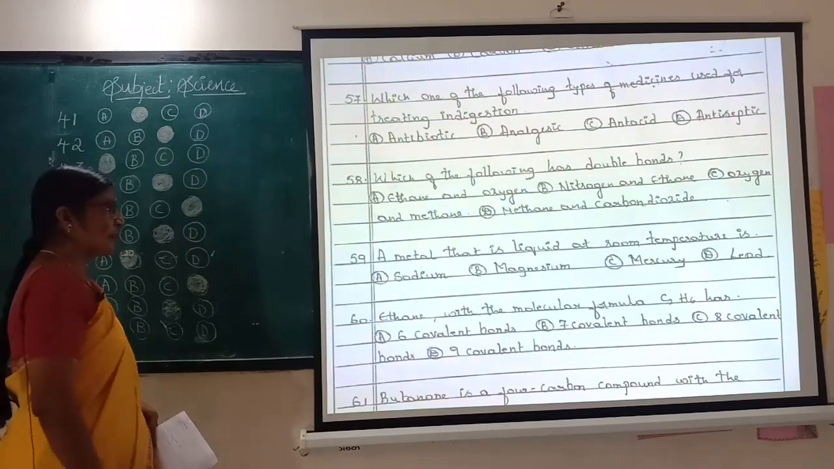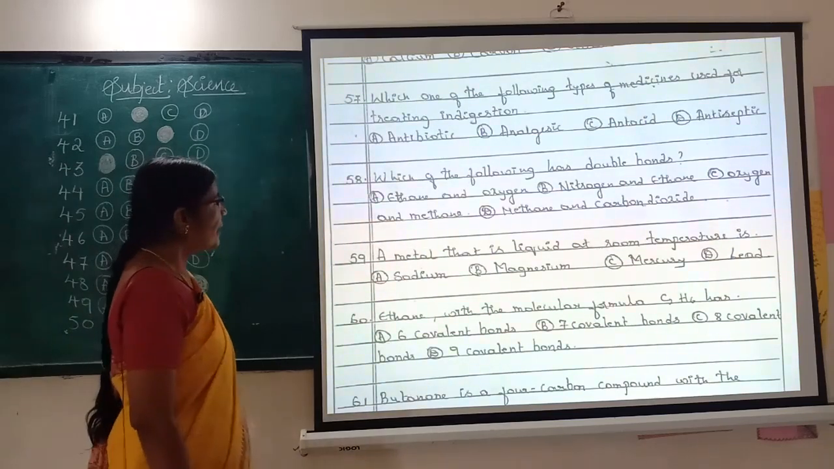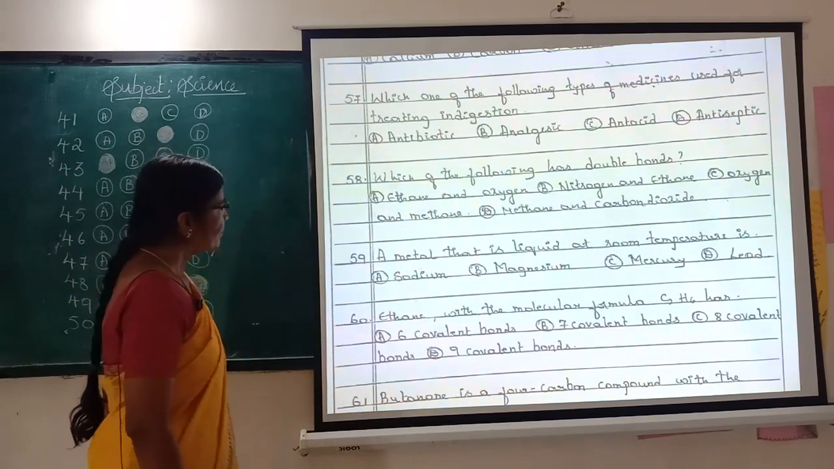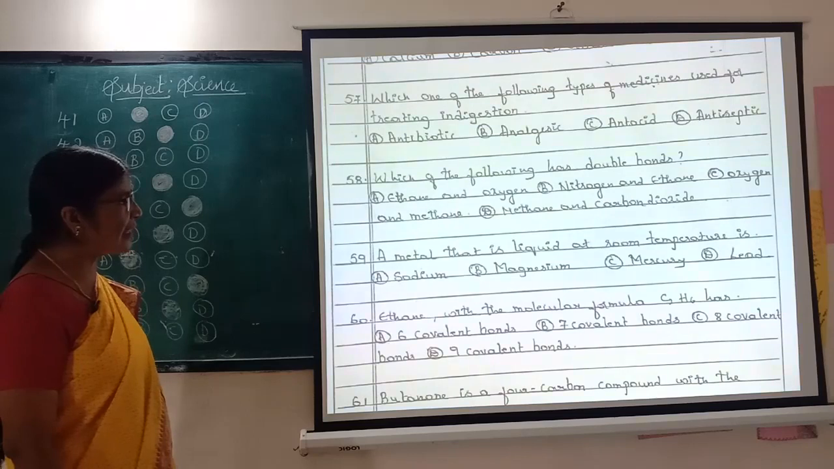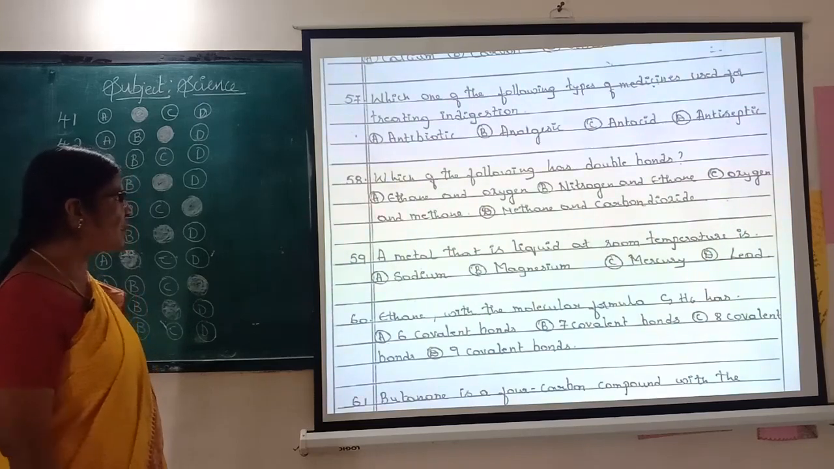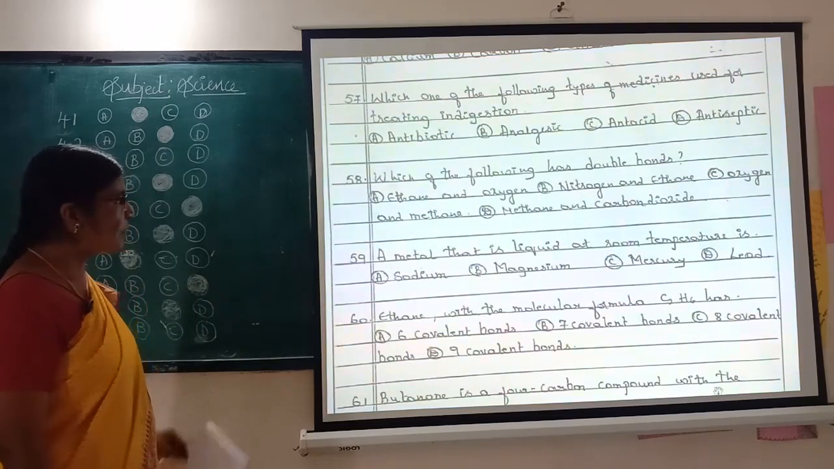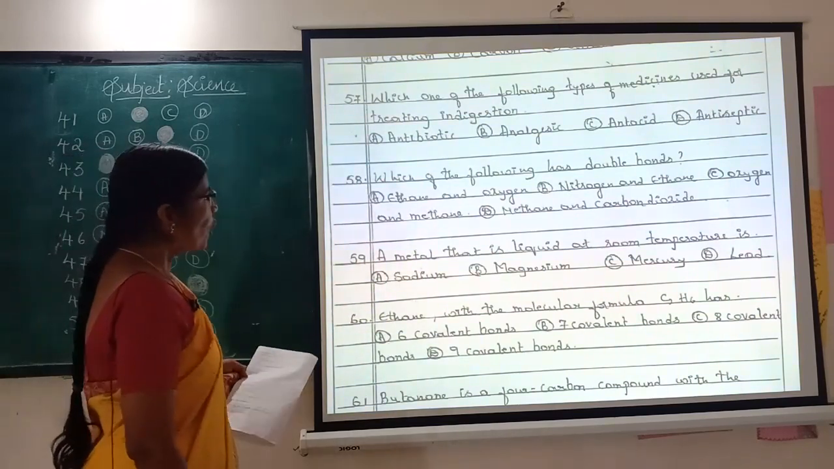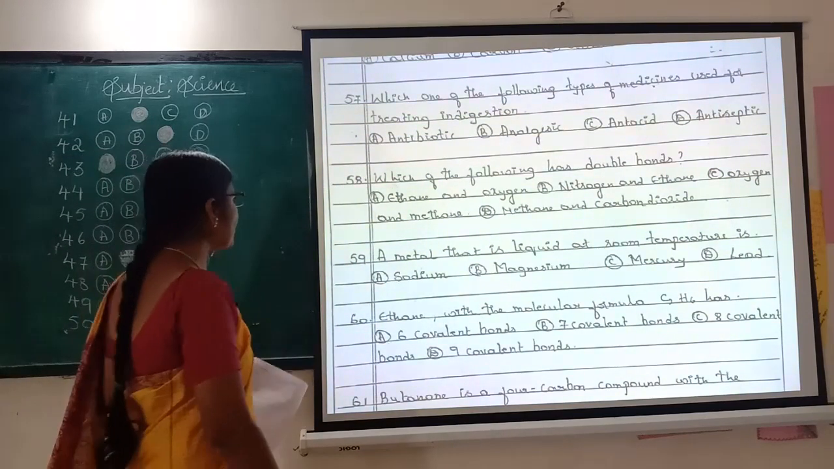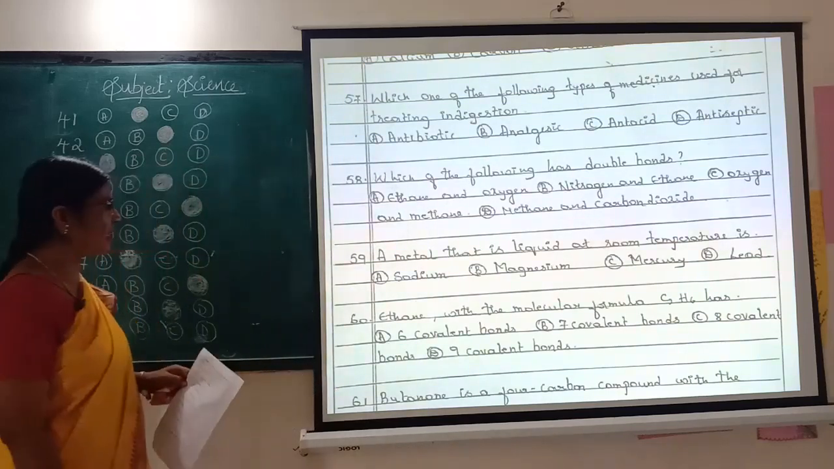double bonds. They are given: option A, ethane and oxygen, option B, nitrogen and ethane, option C, oxygen and methane, option D, methane and carbon dioxide, children. It is option C, oxygen and methane is the right answer, children.